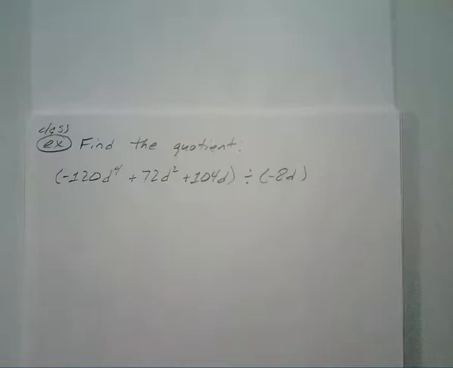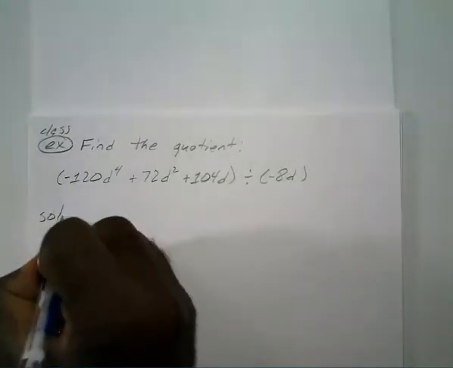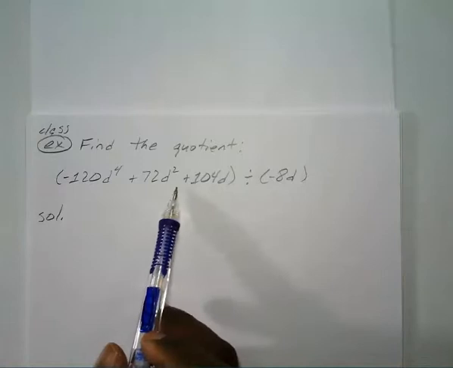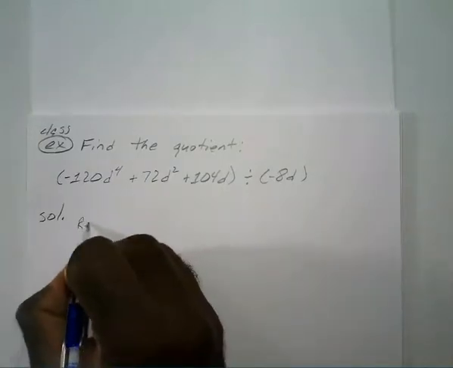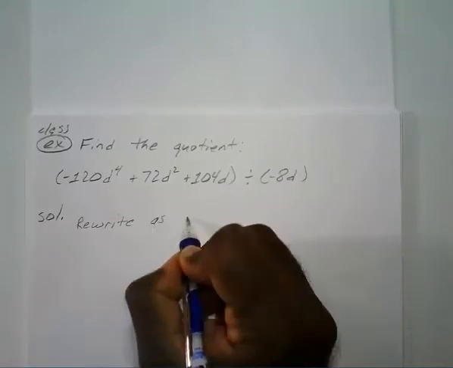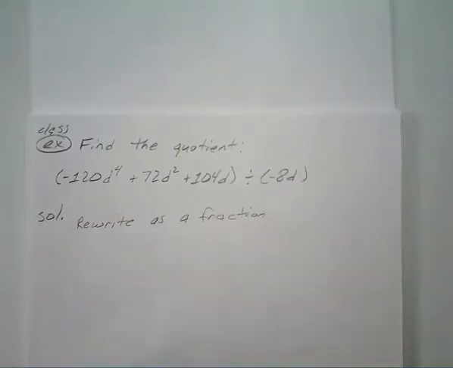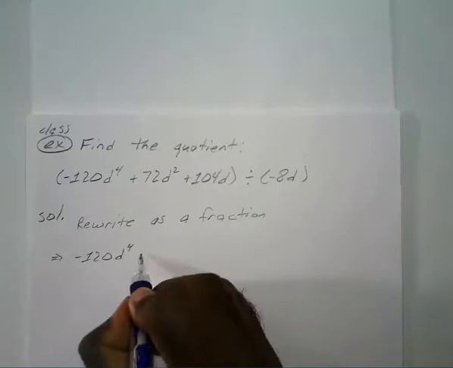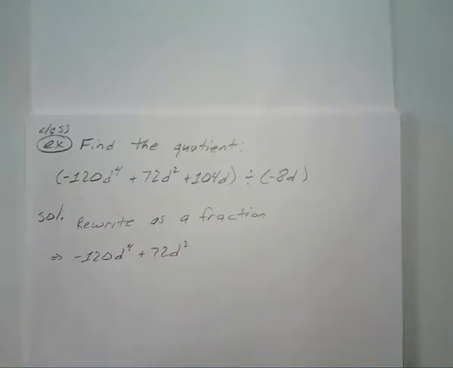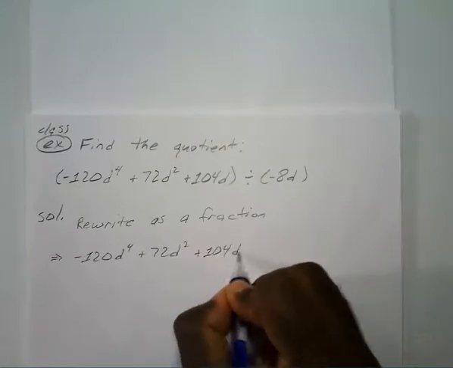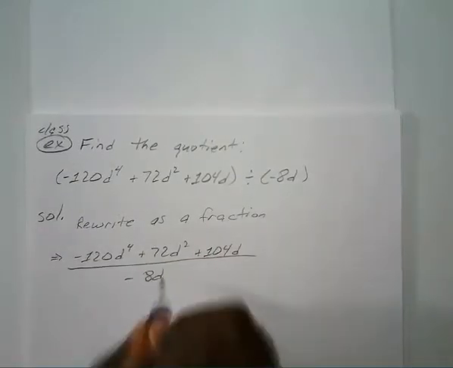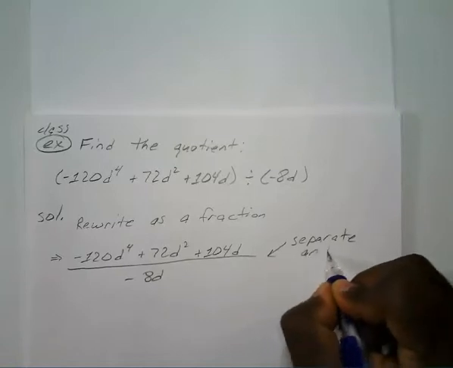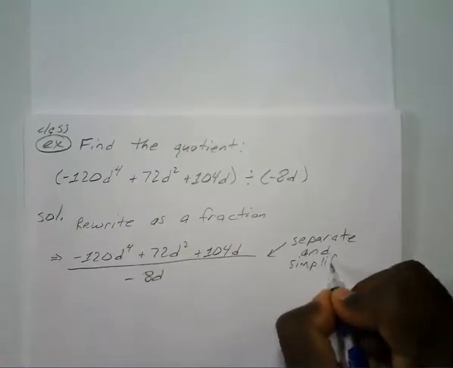Alright, so assuming that you've already pressed pause and worked this one out, let's verify your answer. Just like the previous example, the first thing you want to do is rewrite it as a fraction. So we have negative 120 d to the fourth plus 72 d squared plus 104 d, divided by negative 8d. Now you separate and simplify each term.